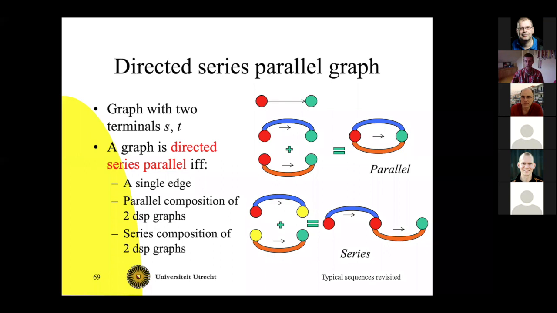And in a series composition, you identify the sink of the first with the source of the second, and you basically forget it. And then the new terminals are the source of the first and the sink of the second. You can see it in the picture. So this vertex is the new source, and this vertex is the new sink. The vertices of in-degree 0 and out-degree 0 are the source and sink. And these directed series parallel graphs have been invented, I think, before I was born. They play a role, for instance, in electrical networks and very old graph algorithmic studies.